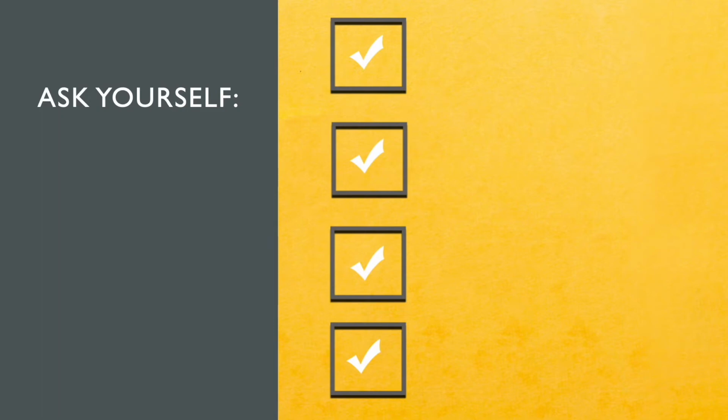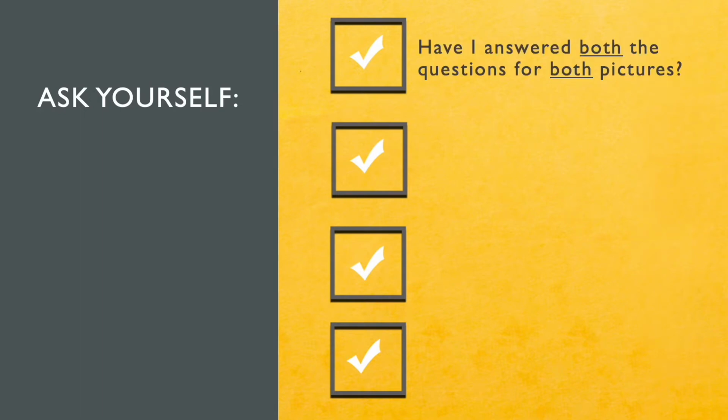Now, if you can, listen back to your speaking and ask yourself the following questions. Okay, it's time to self-assess. So have I answered both the questions for both pictures? Now, this is one of the most common mistakes that people make in this part of the speaking test.